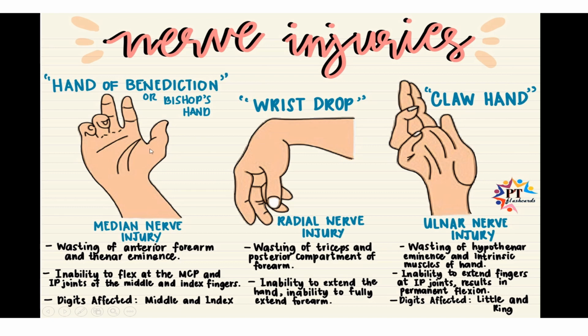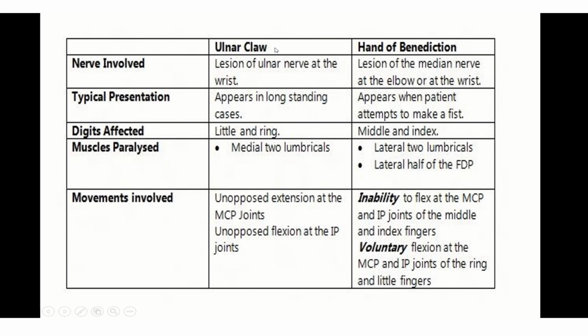This deformity occurs when the person is trying to make a fist, whereas this deformity occurs when the person is trying to extend the fingers. So this is the ulnar claw, this is the hand of benediction. You can see the lesion of the ulnar nerve, and here it is the lesion of the median nerve. The claw appears in long-standing cases, whereas benediction deformity appears when the patient attempts to make a fist. The digits affected here are the little and ring fingers, whereas here the digits affected are the middle and index fingers.